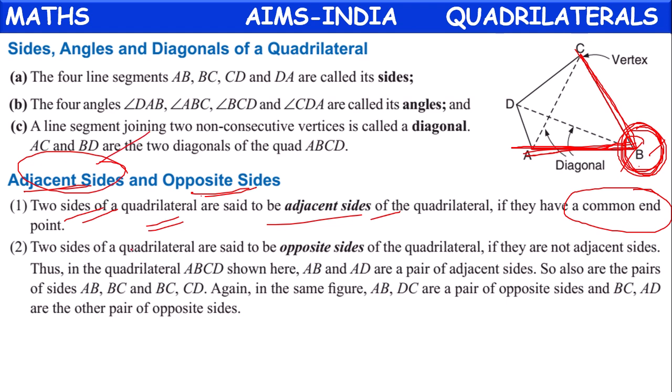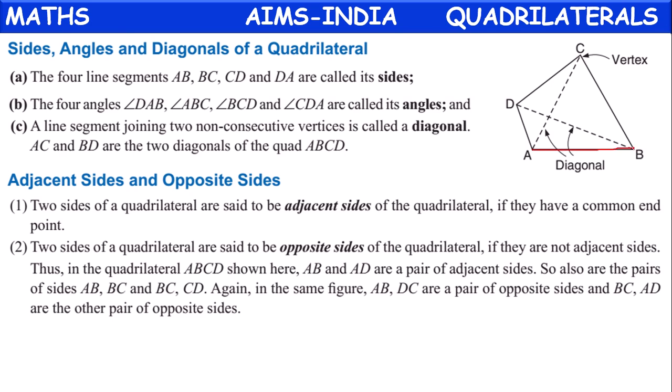Whereas two sides of a quadrilateral are said to be opposite sides if they are not adjacent, or if they don't have a common endpoint. If we compare AB and CD, these two sides don't have any common endpoint, because the endpoints are A and B here, and C and D here. So they are not adjacent. So they are opposite. Those which are not adjacent are said to be opposite sides.